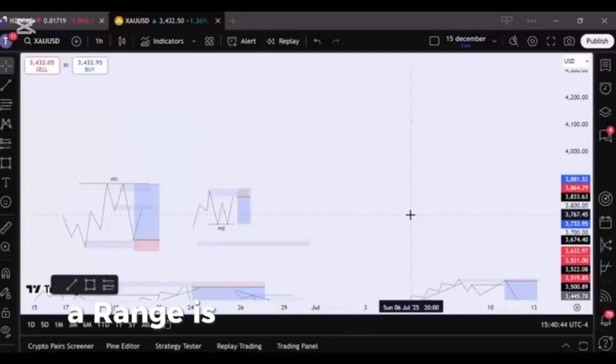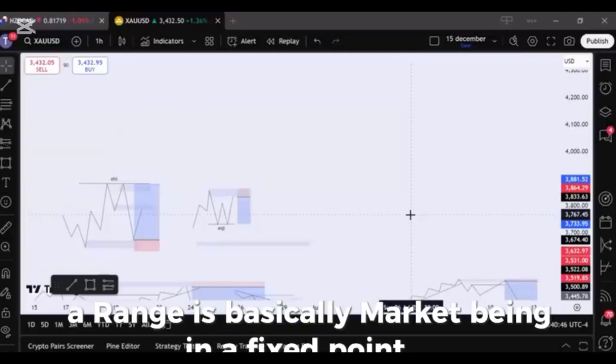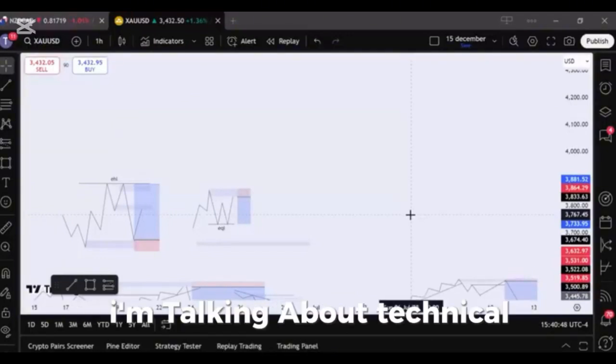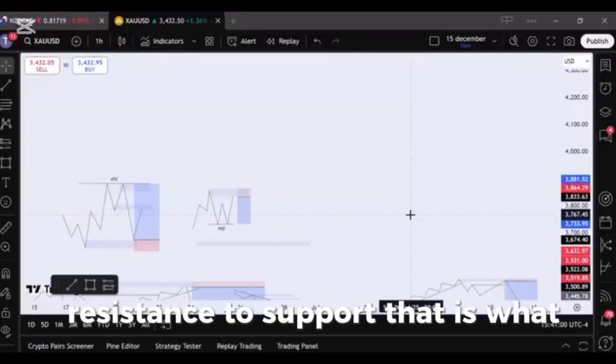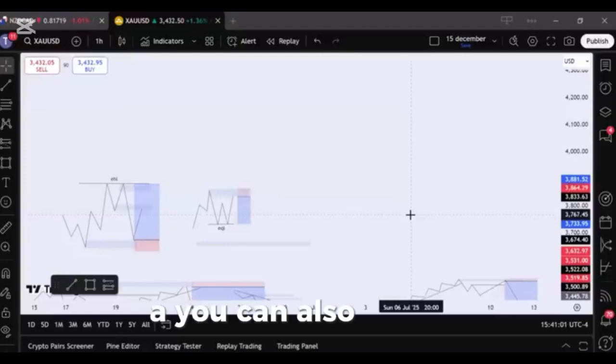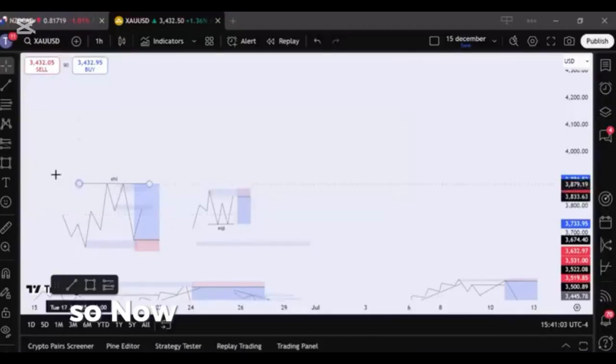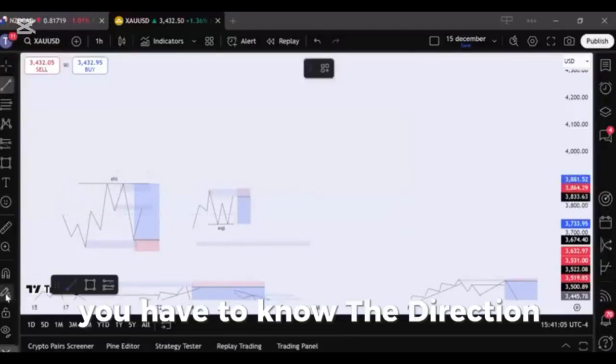Now, a range is basically the market being in a fixed area. I'm talking about the technical analysis part for Forex: ranging from support to resistance, resistance to support, support to resistance, resistance to support. That is what a range is. You can also call it a consolidation. But the thing with trading a range is you have to know the direction of the market first.